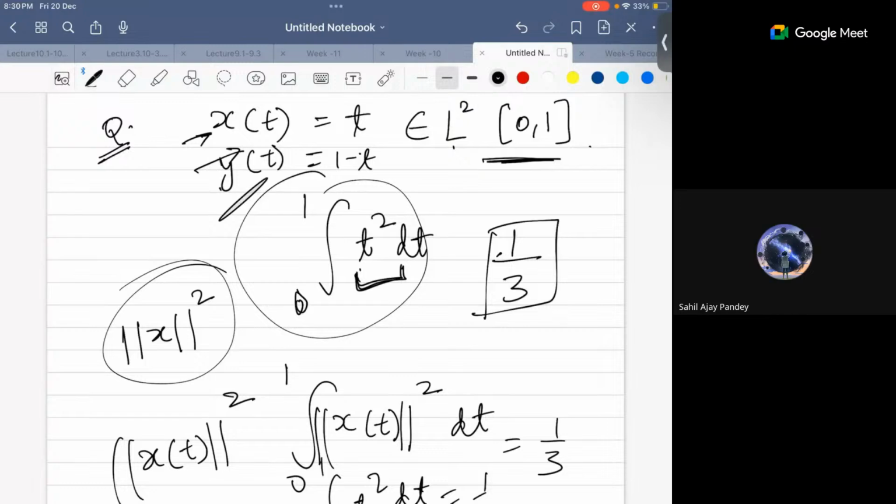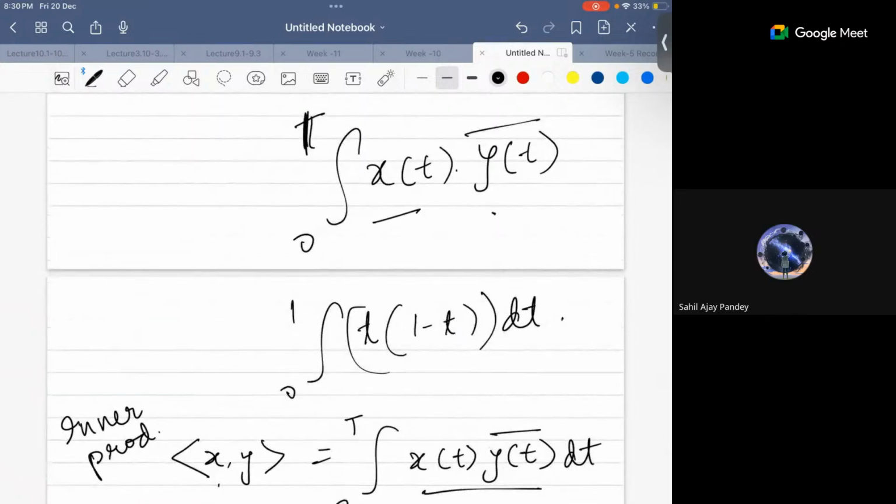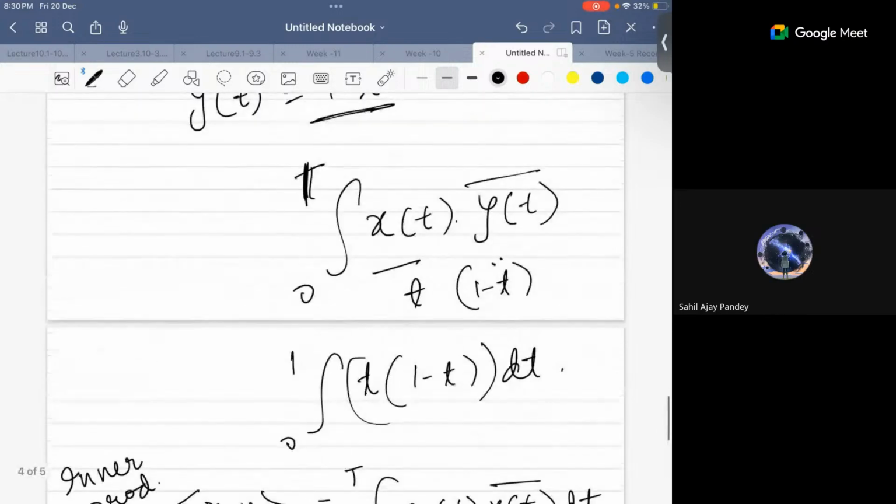Now they can ask you to calculate the inner product of x(t) and y(t). To calculate the inner product, there is a simple formula, x(t) times y(t) bar. Because we are just dealing with a real value, y(t) bar is the same as y(t). So t times 1 minus t, you just do the integration, whatever value you get. Let's say, for example, you are getting a 0, then both signals are orthogonal. If you are getting the inner product as 0, x(t) and y(t) will be orthogonal. If you are not getting the inner product as 0, that means not orthogonal. I hope this is making sense.